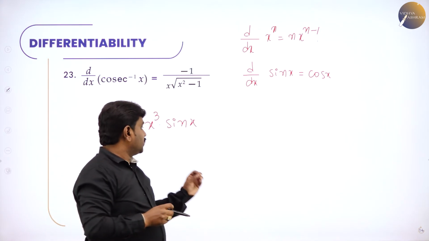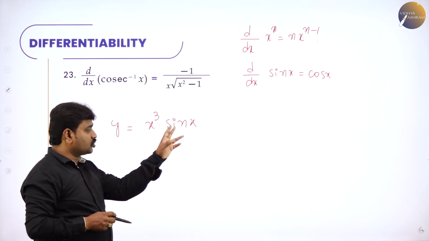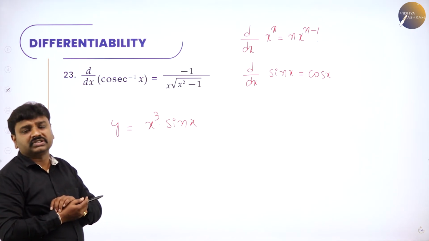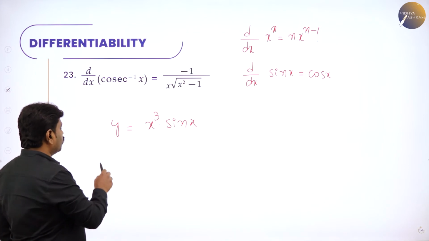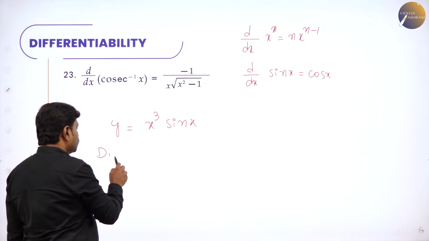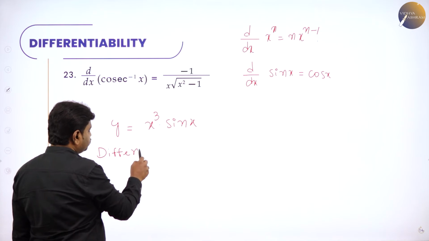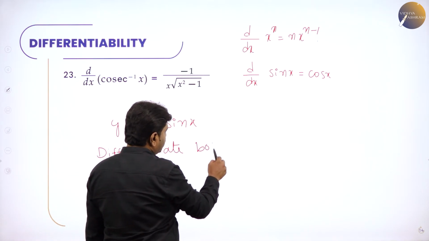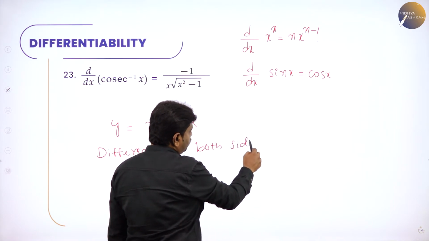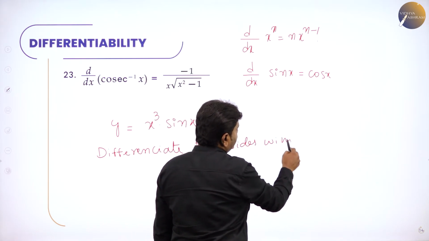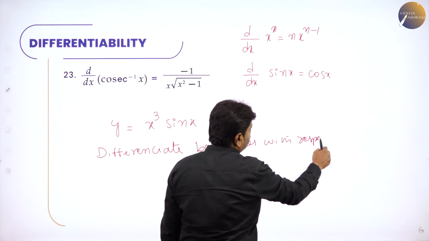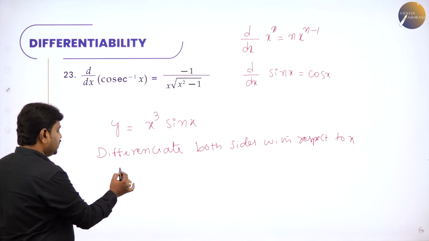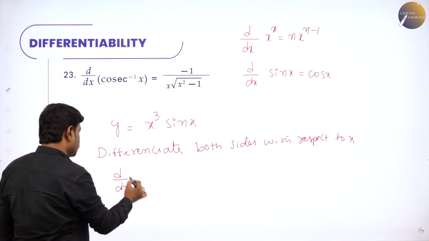Then if they give y is equal to x cube sin x, that is the product of two functions. Whenever a product of two functions is there, use what rule? Product rule. First we'll write: differentiate both sides with respect to x. I am differentiating both sides with respect to x. So LHS becomes d by dx of y.